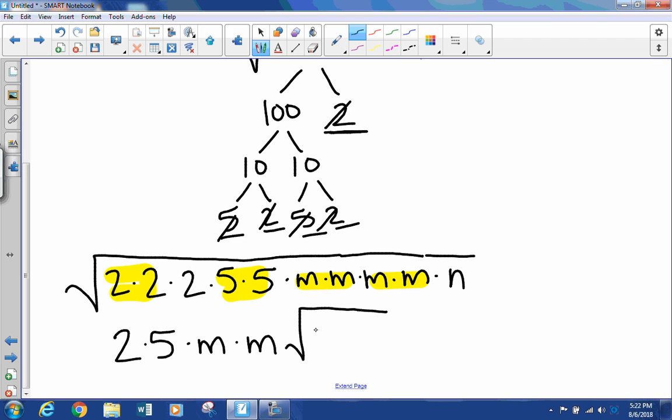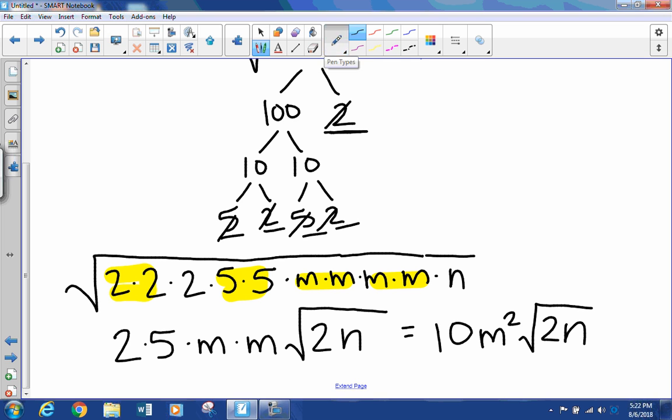To clean this up just a little bit, we'll say that the stuff here on the outside, 2 times 5, we can write that in a simpler form to just be 10. And m times m, I can rewrite that in a simpler way to say m with an exponent of 2. And then again, the radical portion that's left over is square root 2n. So altogether, our final answer here would be 10 times m squared times the square root of 2n.